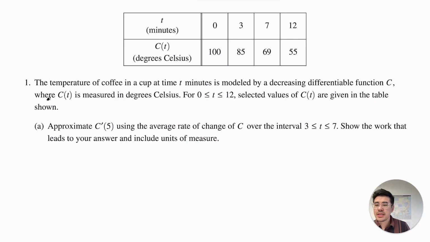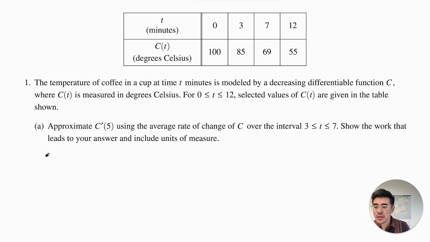So question 1 says the temperature of coffee in a cup at time t minutes is modeled by a decreasing differentiable function C, where C is measured in degrees Celsius. For t between 0 and 12, selected values of C are given in the table shown. And part A asks you to approximate C prime of 5 using the average rate of change over the interval 3 to 7. It says show your work and include units of measure.